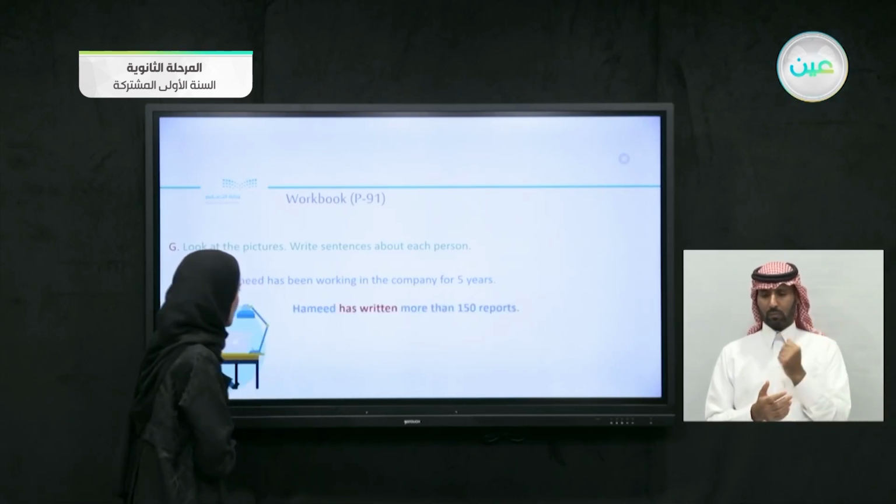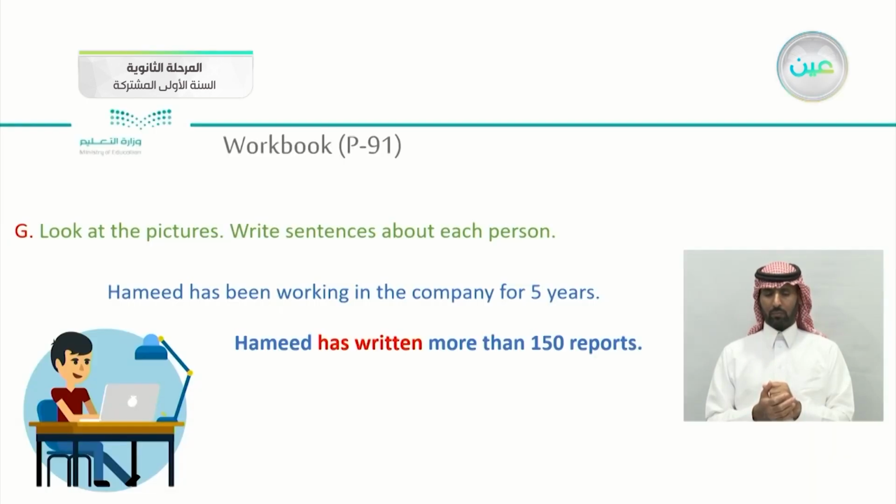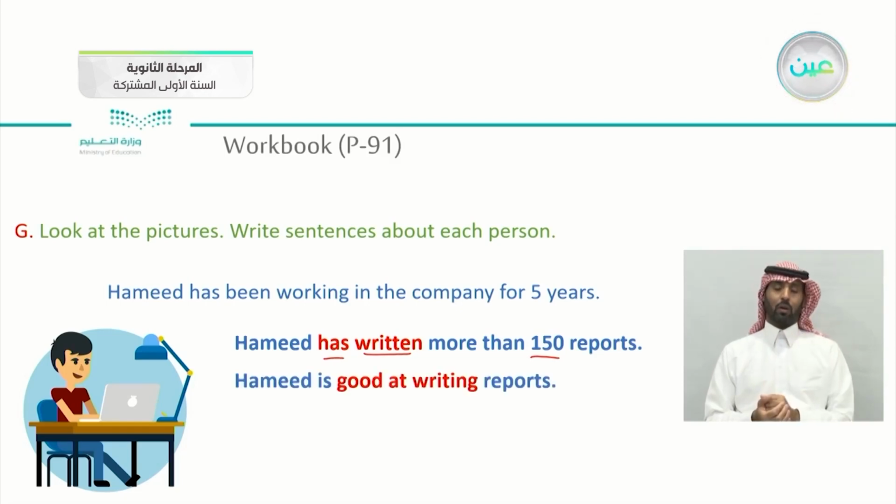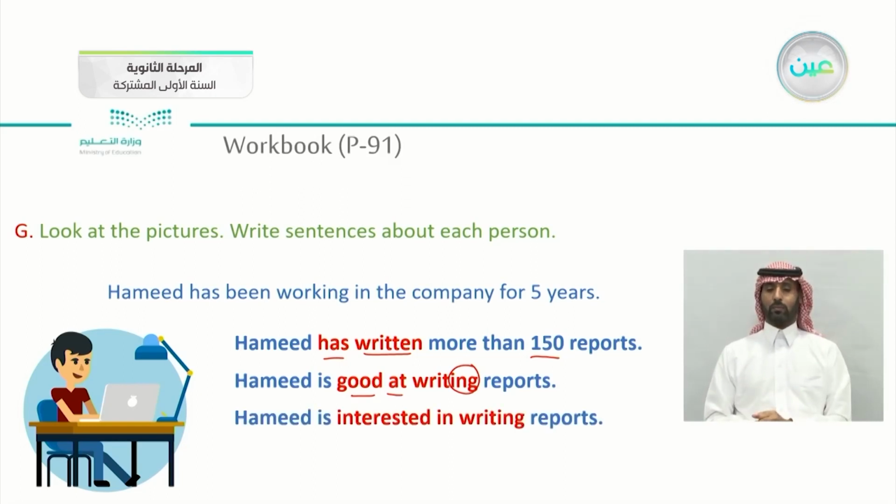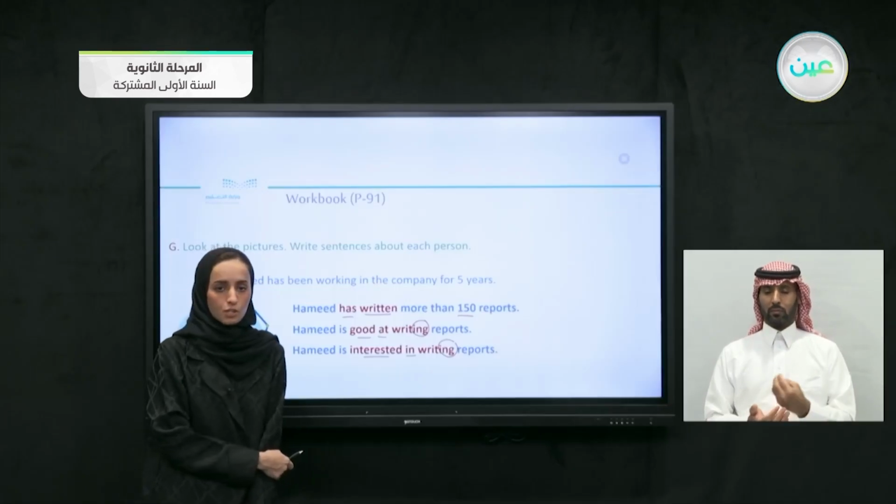So I can tell here, Hamid has written more than 150 reports. Notice this is a number, it's not time. So has written, present perfect simple. Also, Hamid is good at writing reports. His abilities, good at doing. Also, Hamid is interested in writing. His interests, interested in doing something. After the preposition, we will use the ing.